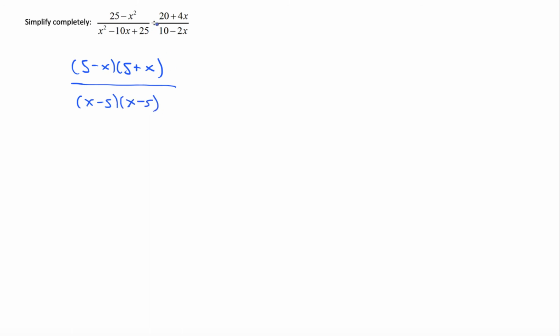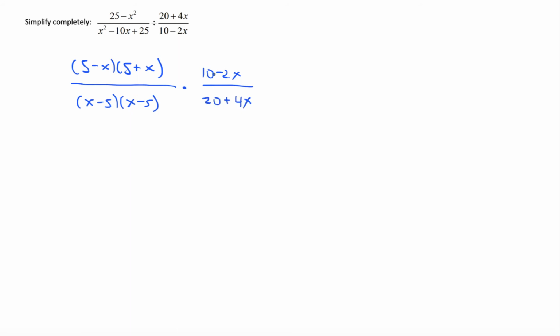Now this is a division, and remember, we never divide by fractions. We always multiply by the reciprocal. So I'm going to switch the sign into a multiplication, and flip the fraction, putting the 10 minus 2x on the numerator and the 20 plus 4x on the denominator.